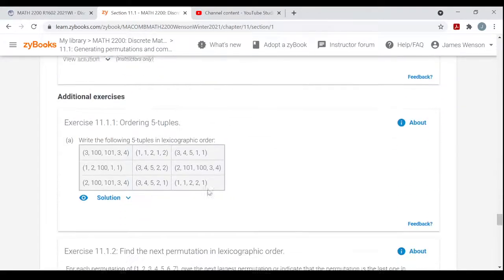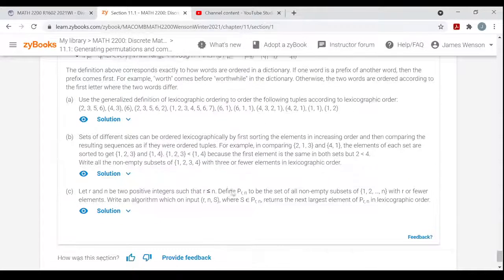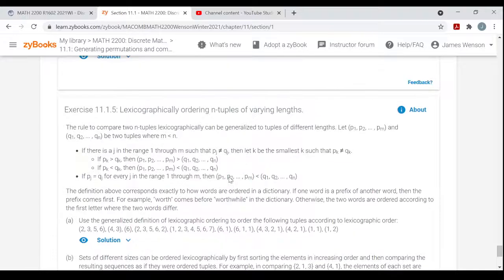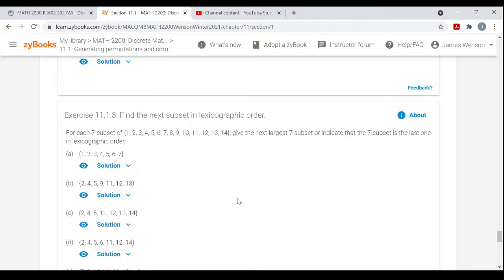Then you have your additional exercises. Again, some of these are assigned, some are not. I would still recommend looking at all of them, just to get more exposure to the material, more practice, and get better at it. And you have the solutions to look at if you need to. But please, try to work them out first, and then look at the solutions. Don't just copy solutions down without trying the problems. You're not going to learn anything that way.